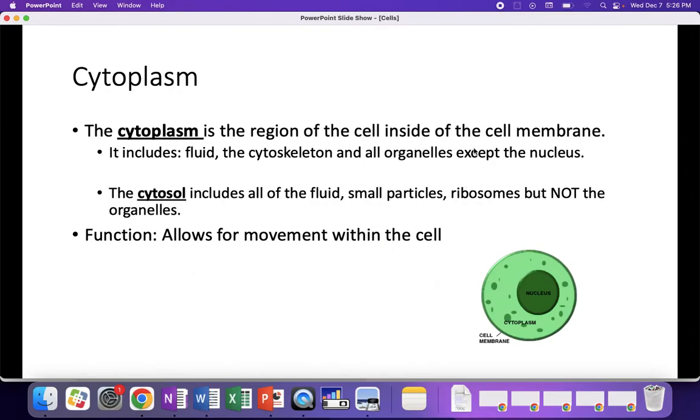The cytoplasm is the portion that is inside the cell membrane. So here's our cell membrane. It's inside the cell membrane but outside the nucleus. Here's our nucleus. So everything in between would be considered the cytoplasm. Now when I think of the cytoplasm, I generally think of the cytosol, because the cytosol does not include the organelles. The cytoplasm, if you read the actual definition, does include the organelles except the nucleus. The purpose of the cytoplasm is for movement within the cell, so that things can move around within the space.